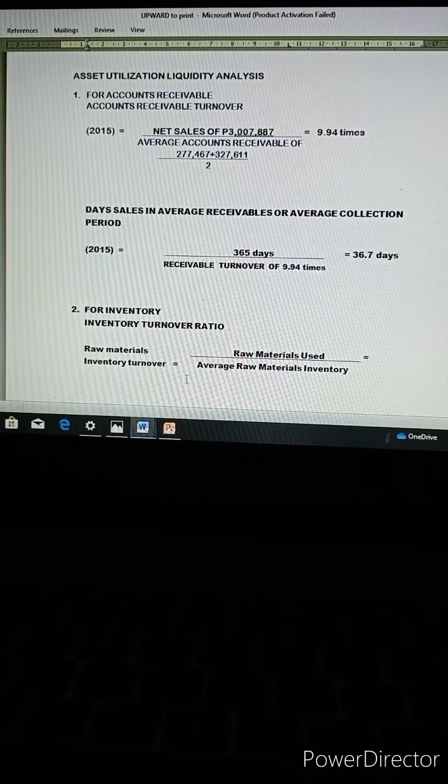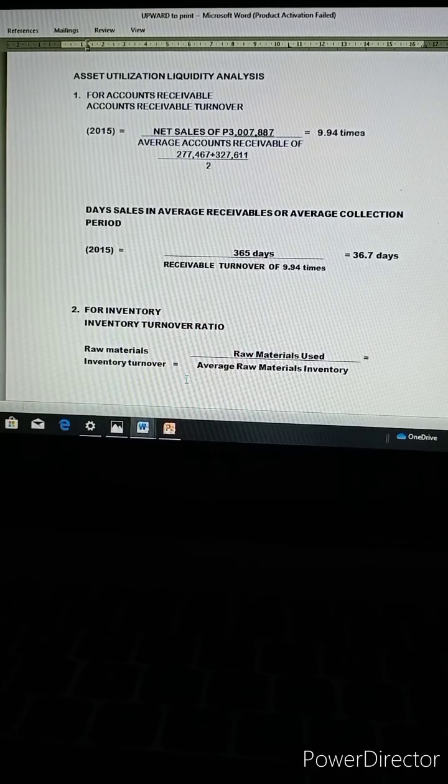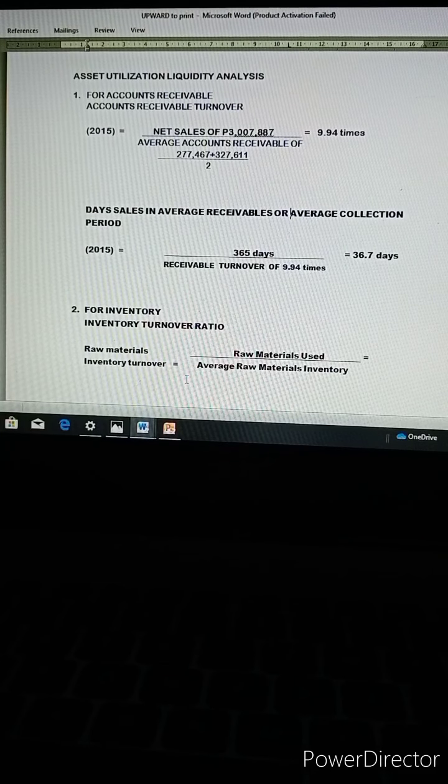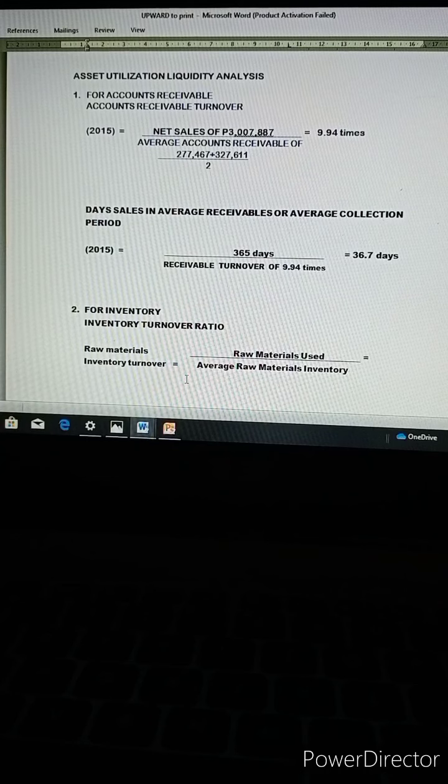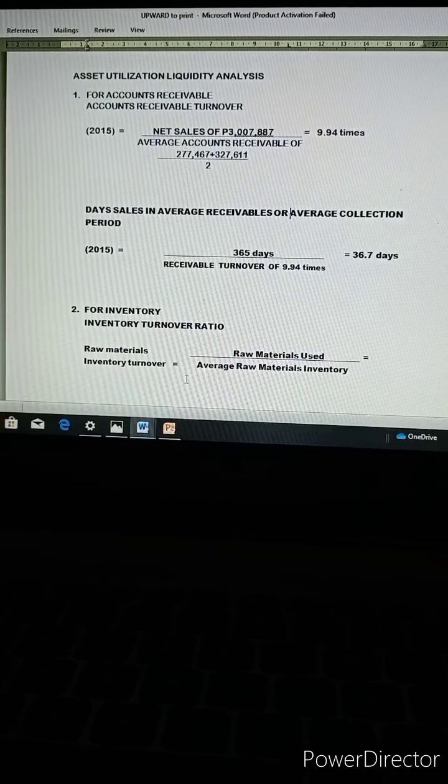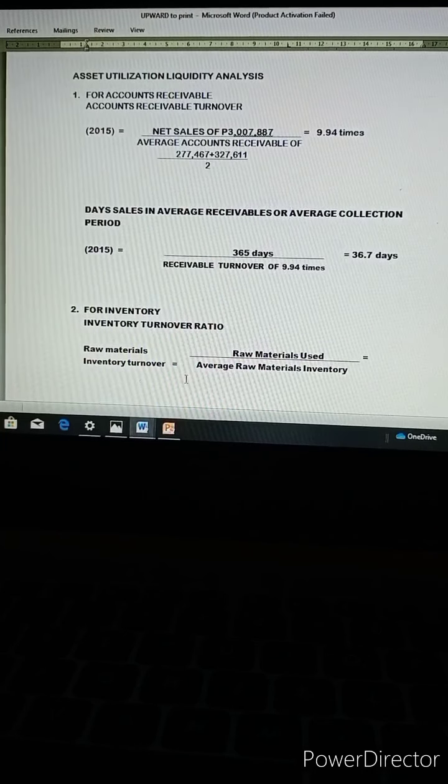Note that for the 2014 receivable turnover, you may use the ending inventory of 2014 as the average inventory. So now, in days sales and average receivables or average collection period in 2015, the formula here is days over receivable turnover. So that is 365 days since it represents a year, and then a receivable turnover of 9.94 times as what we have solved before. So the result is 36.7 days.